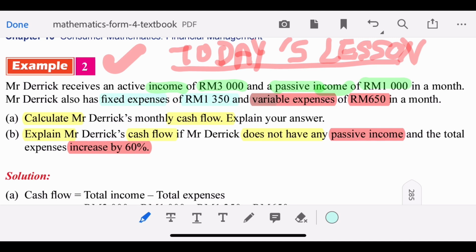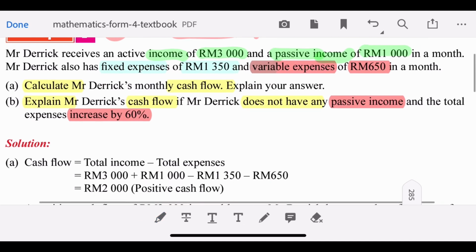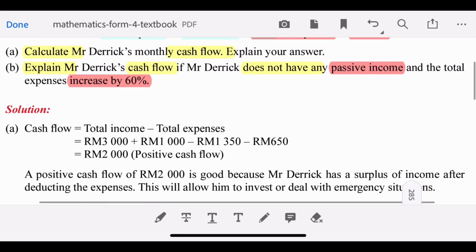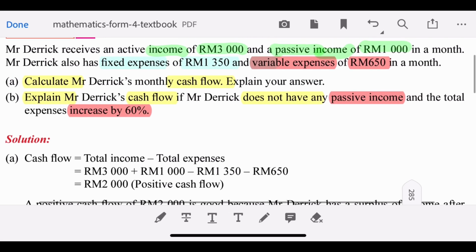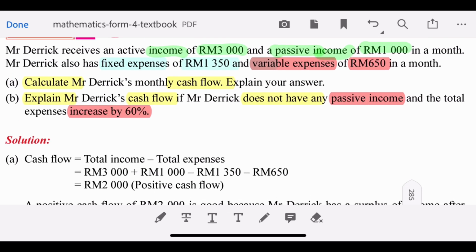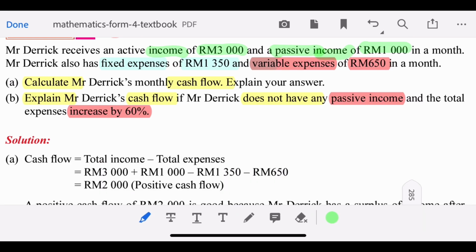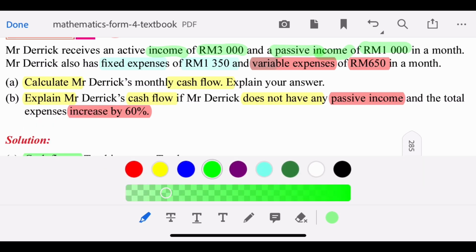Alright, so we will do the solution now. Let's do it together. First of all, you write cash flow is equal to total income minus total expenses. Please highlight the sentence. Remember this important formula.